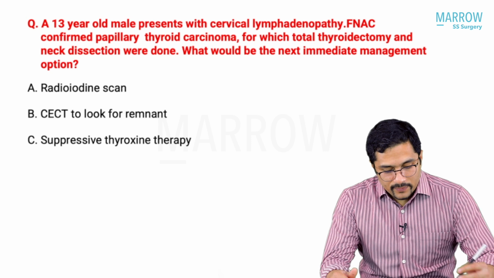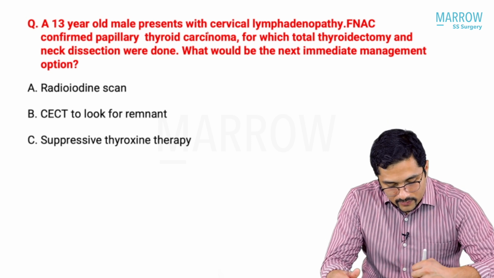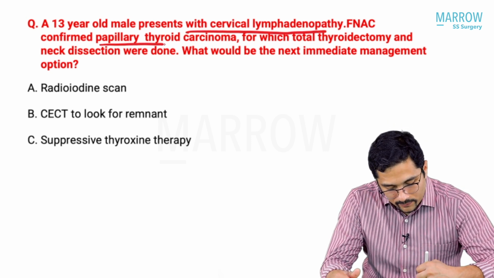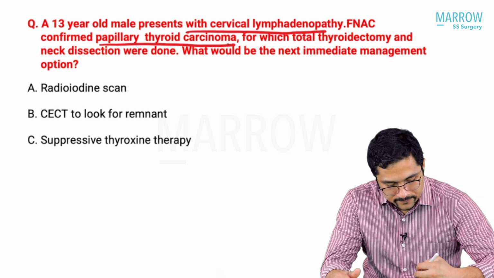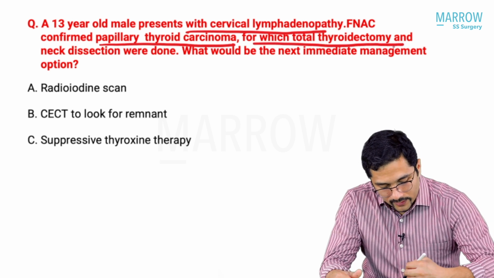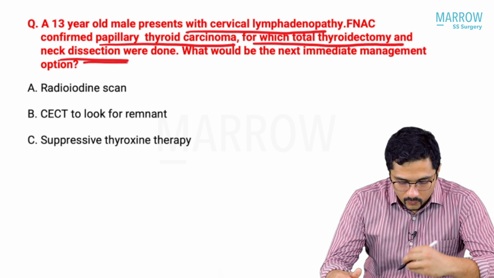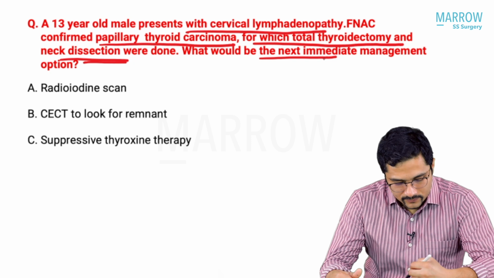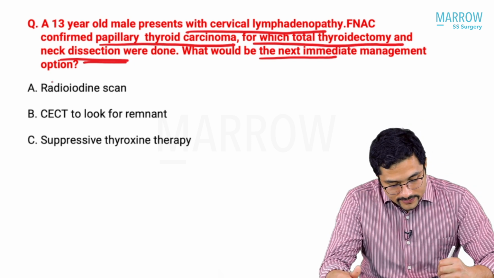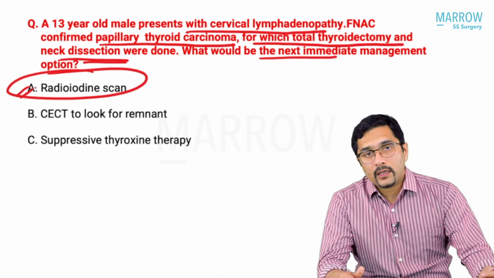A 13-year-old male comes with cervical lymphadenopathy. FNAC confirms it to be a papillary carcinoma thyroid, for which total thyroidectomy and neck dissection were done. What is the next immediate management? So we do a radioiodine scan. We know it is papillary carcinoma thyroid.